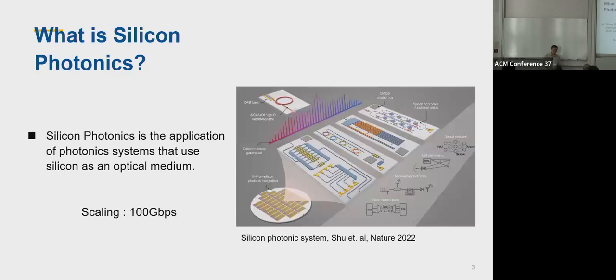So what is silicon photonics? Silicon photonics is an application of photonic systems that use silicon as an optical medium. And actually, photonics has been used in such wide fields. If you look at where photonics is used in computing nowadays, it's almost all in communication. And that's logical because photonics is really good for transferring information, and optical links are very simple.